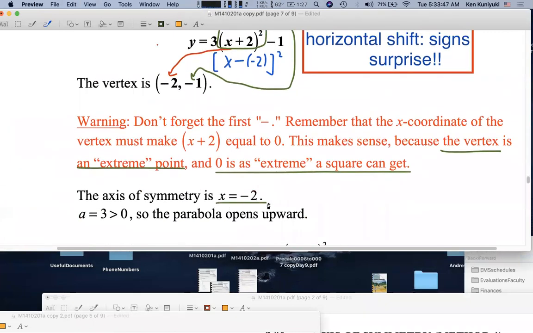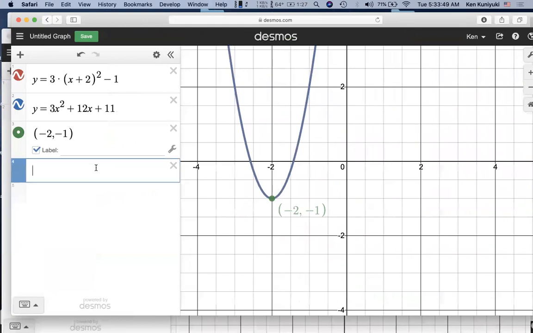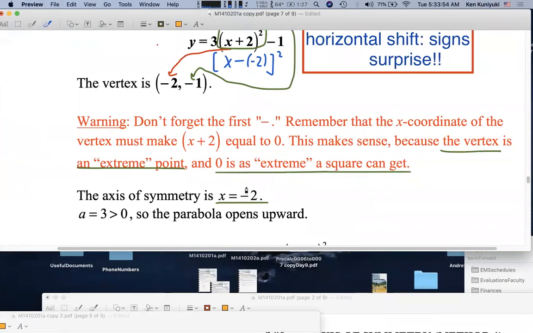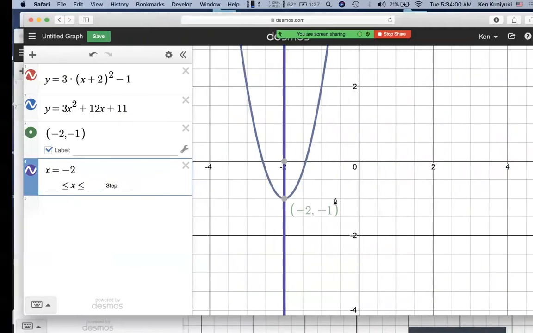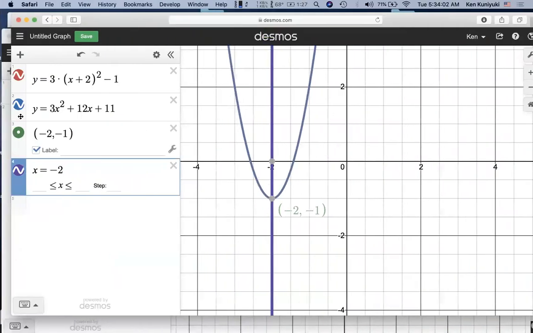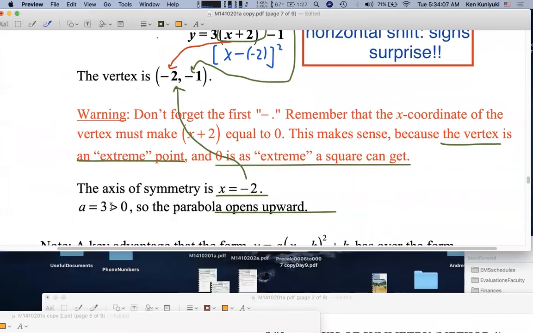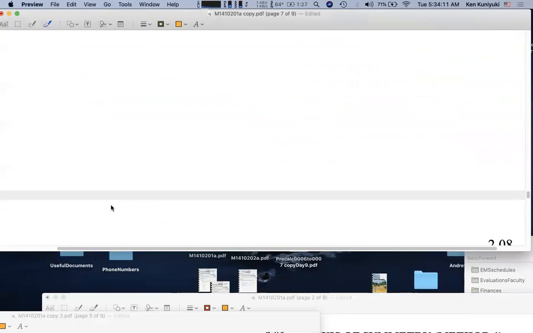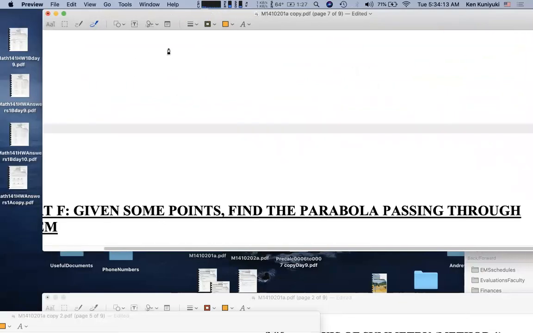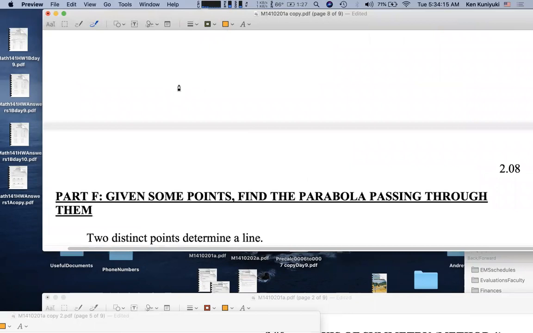So the axis of symmetry is x equals -2. Remember, it's the vertical line that goes through the vertex. x equals -2, h over here. And a equals 3, that's positive. We know the parabola opens upward. a equals 3, which is positive, the parabola opens upward. Next up, we're going to do some modeling. Given some points, find the parabola passing through them.